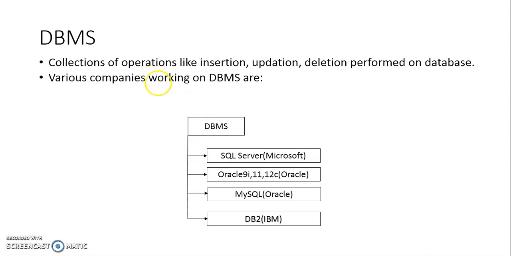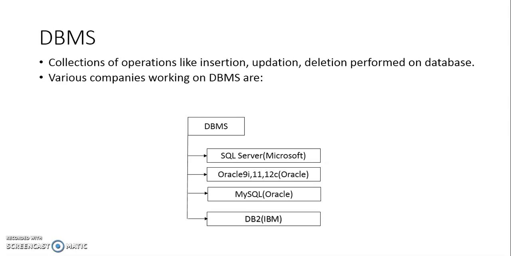Now DBMS is a collection of operations. What operations? See, if the passenger wants to book a ticket, he will perform an insert operation. If you want to make changes in an already booked ticket, then he will perform an update operation. If he doesn't want to go and wants to cancel it, then you can perform a delete operation. So these operations are performed on the data which is already stored in your database, that is your DBMS.